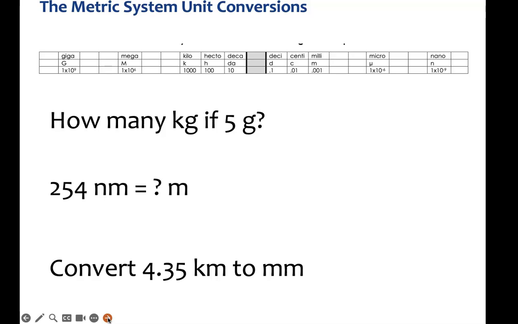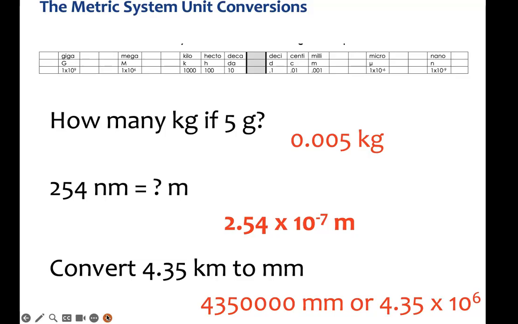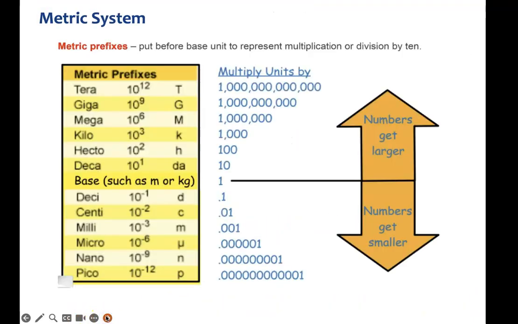So, great time to pause the video and see what you get. Of course, I'd already done this one for you, going from grams to kilograms. Hopefully you got that. And of course, I put this in scientific notation. And there we go. Again, I put it in scientific notation. Going from kilometers to millimeters, so 1, 2, 3, 4, 5, 6 jumps. So I took that decimal and moved it 6 times. All right. So don't forget those metric units and what they each mean.